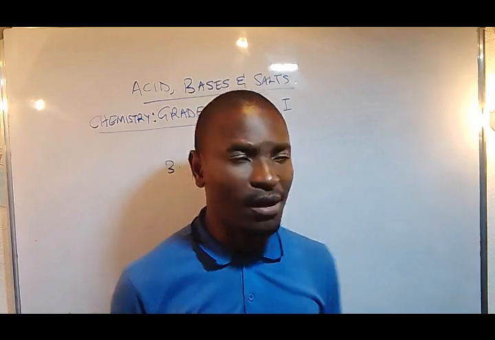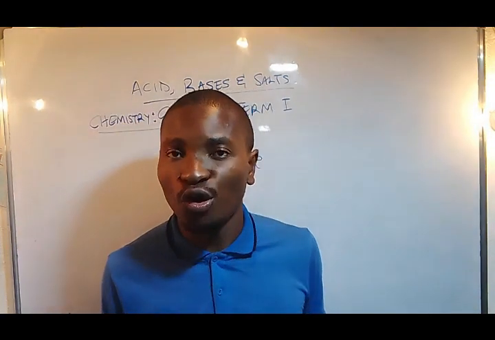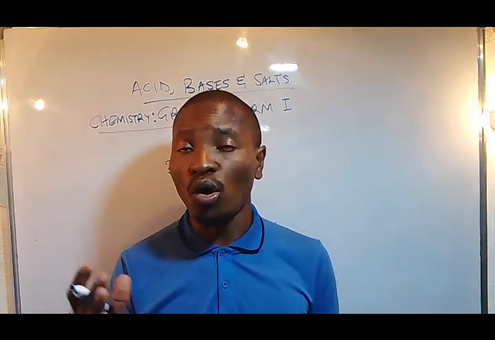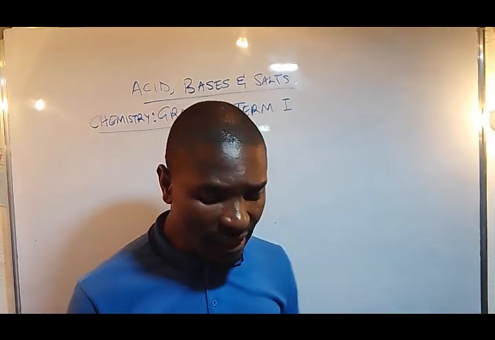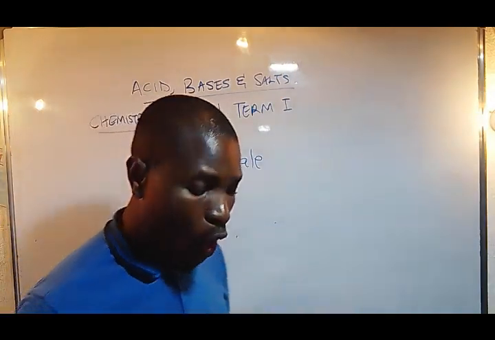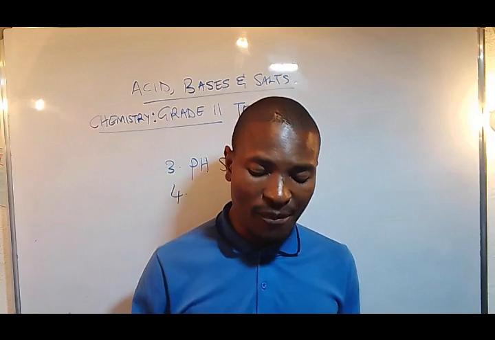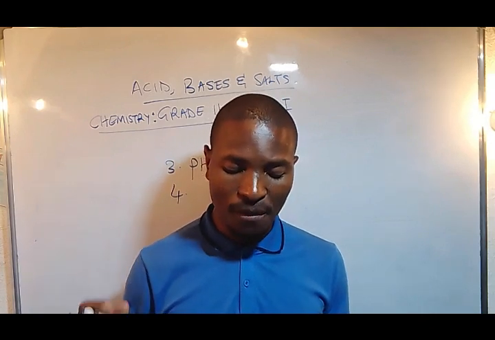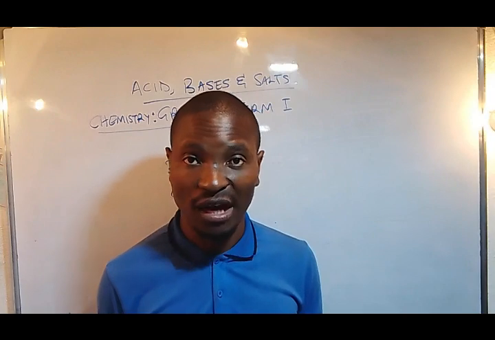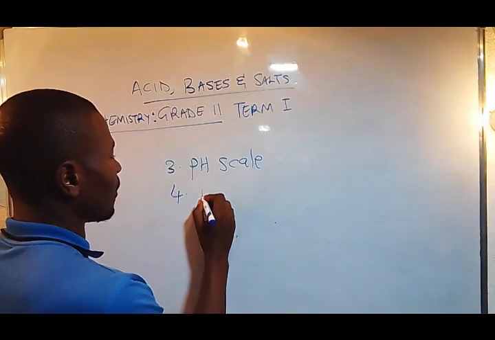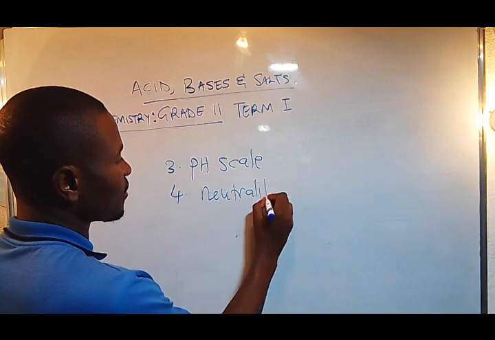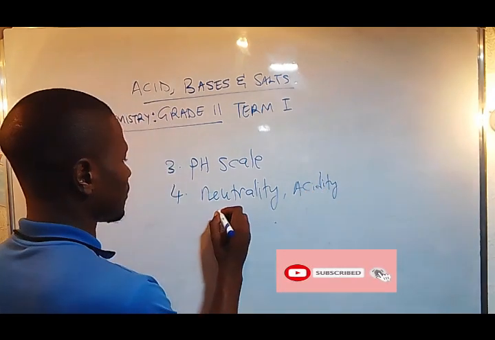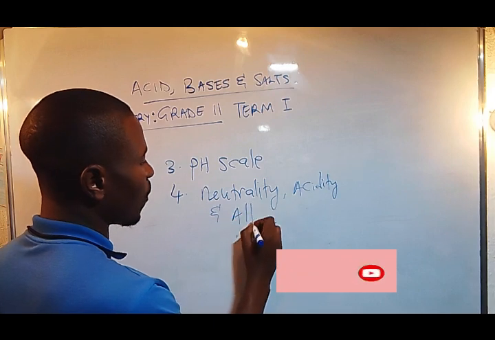The pH scale is a scale that contains numbers, and these numbers are translated in terms of acidity or alkalinity. Then objective number 4 is to describe neutrality, acidity, and alkalinity in terms of pH value. So you have to understand neutrality, acidity, and also alkalinity.